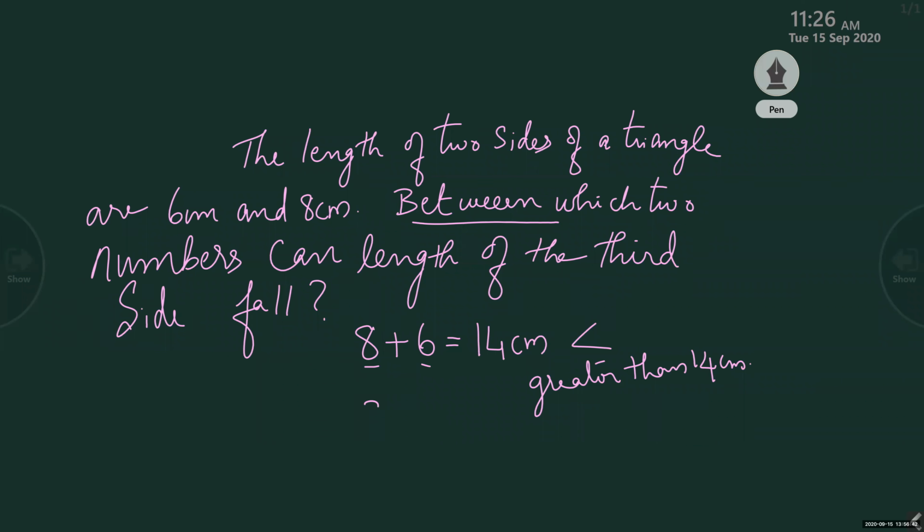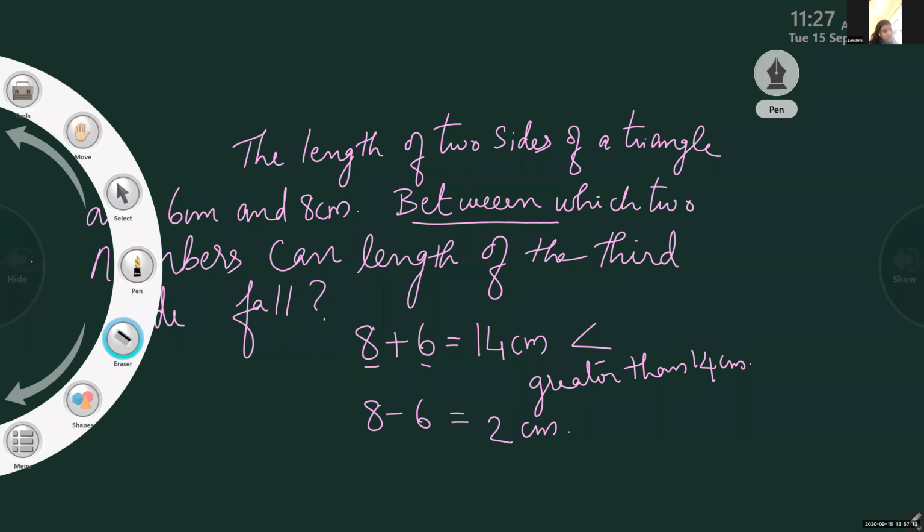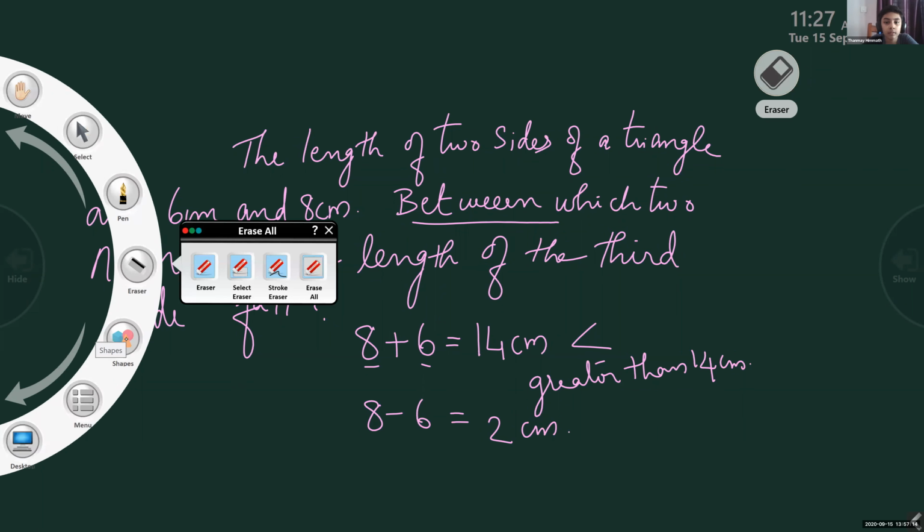So 14 centimeter is the length. The third side should be less than 14. Third side should be less than 14. Correct. What is the question?